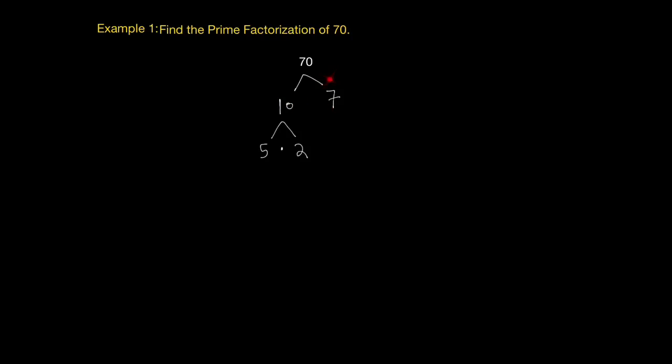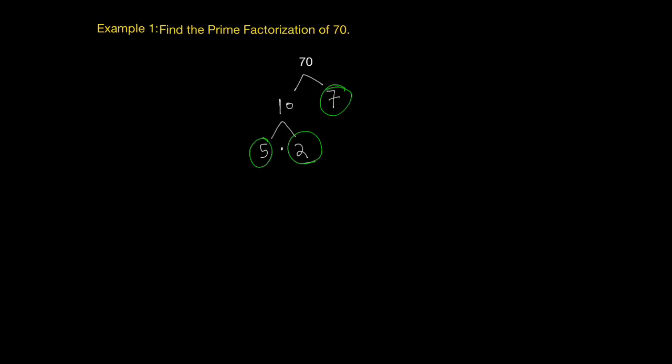Okay, let's see if we can do the same for the 7. So 7, we can see that the only possibility would be 7 times 1, meaning that 7 is only divisible by itself and 1. So I'm going to circle it, emphasizing that this number is prime. Now we take a look at the 2 numbers here and see if we can break them down a bit further. But we can already see that 5, the only possibility is 5 multiplied by 1, meaning that 5 is also prime, and then 2 would also be prime.